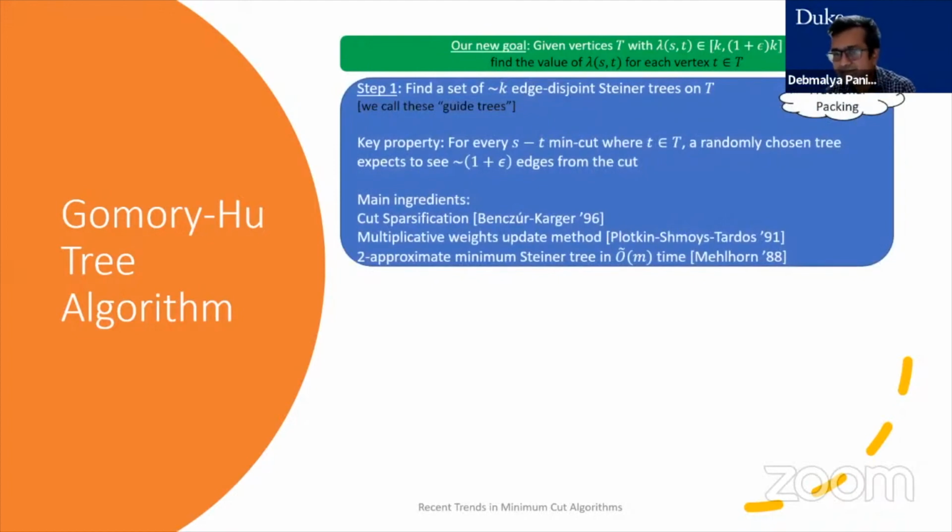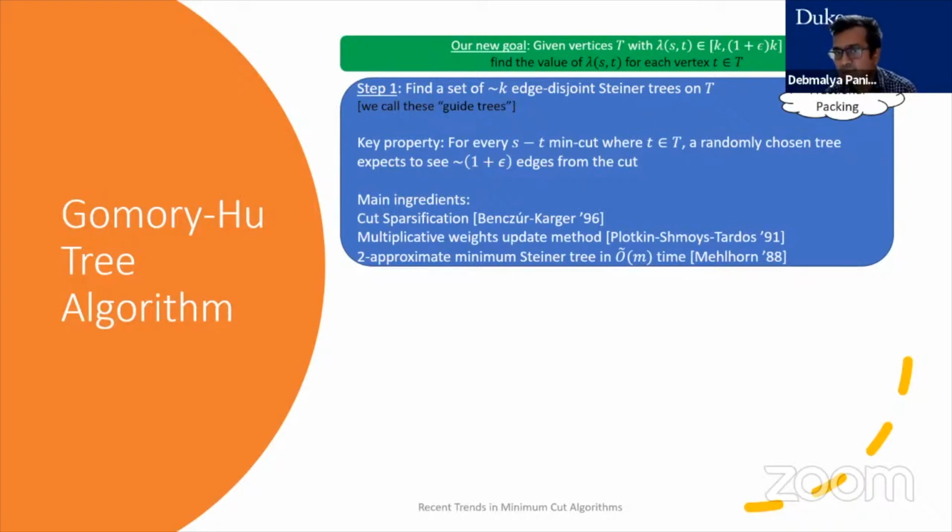So this algorithm has 3 steps. I'll go briefly over all 3. The first step is to find a bunch of edge disjoint Steiner trees, with T as terminals. These are things we call guide trees. And for those of you familiar with packing, this is a fractional packing algorithm.